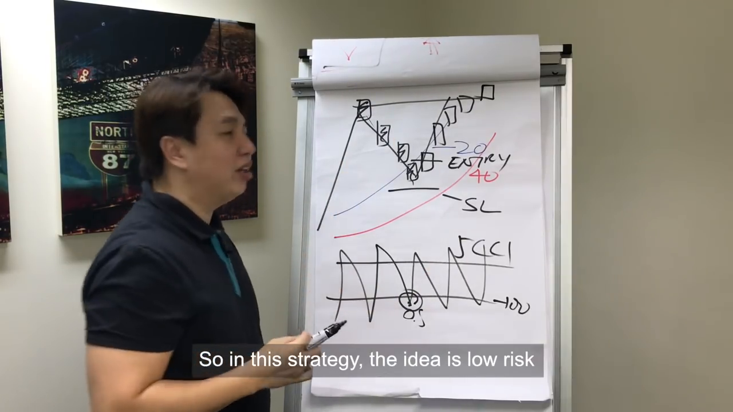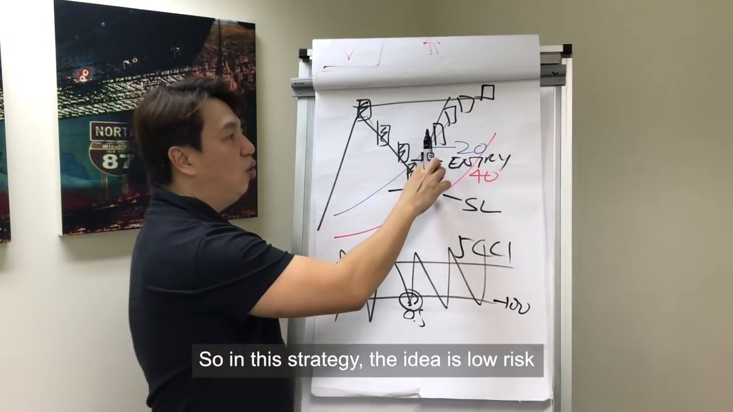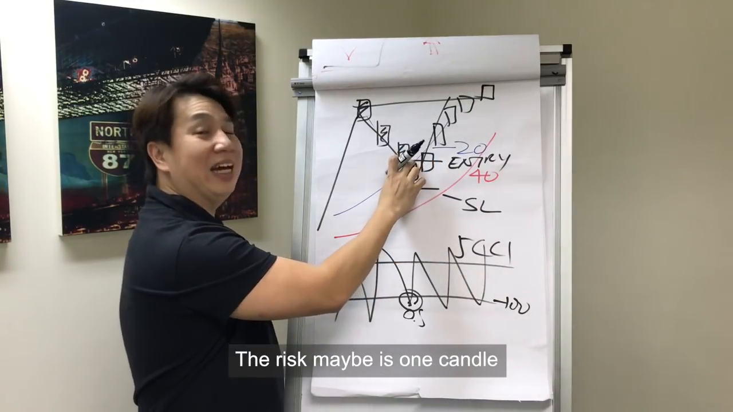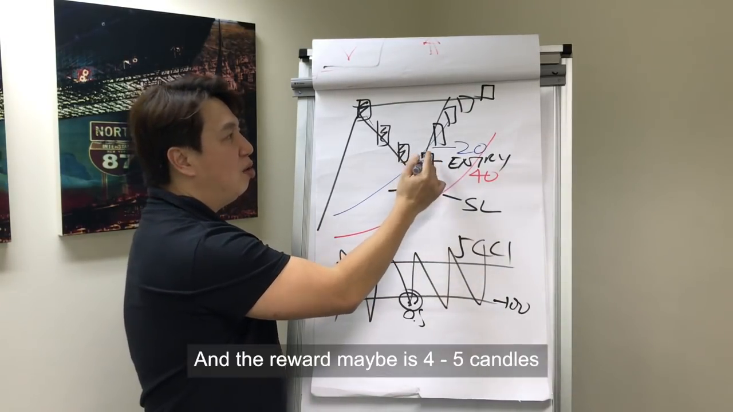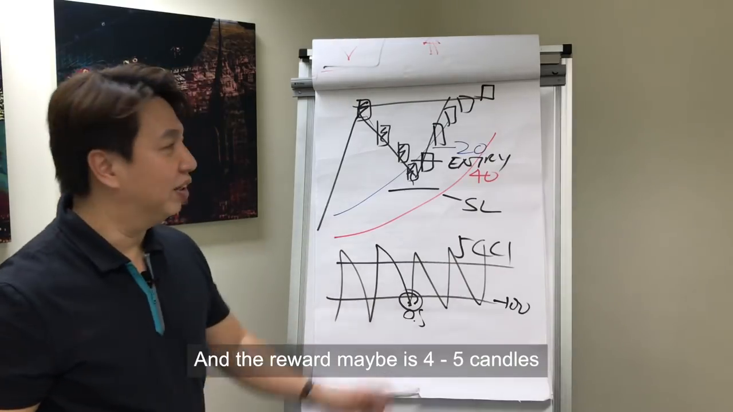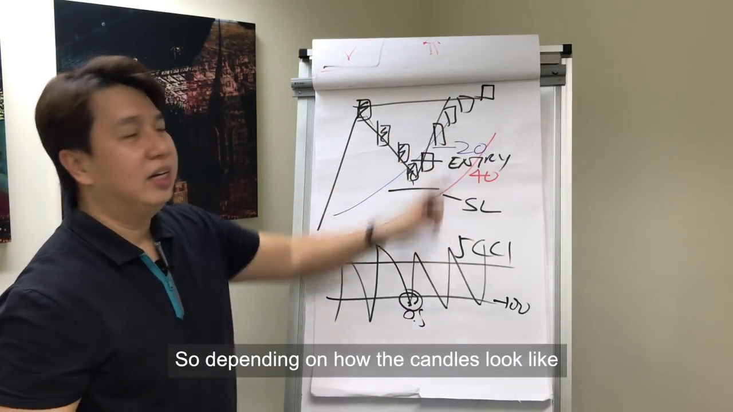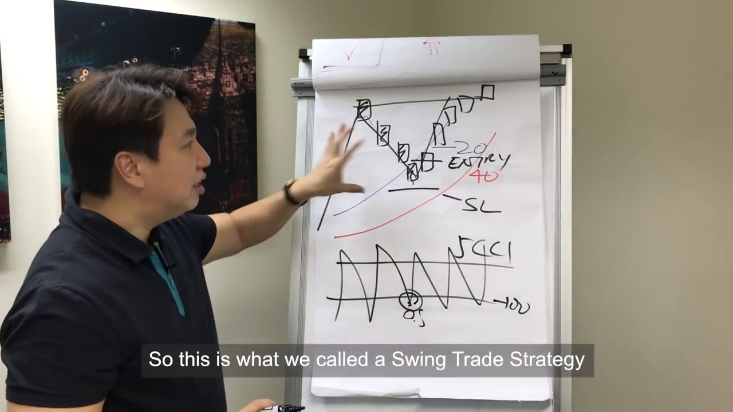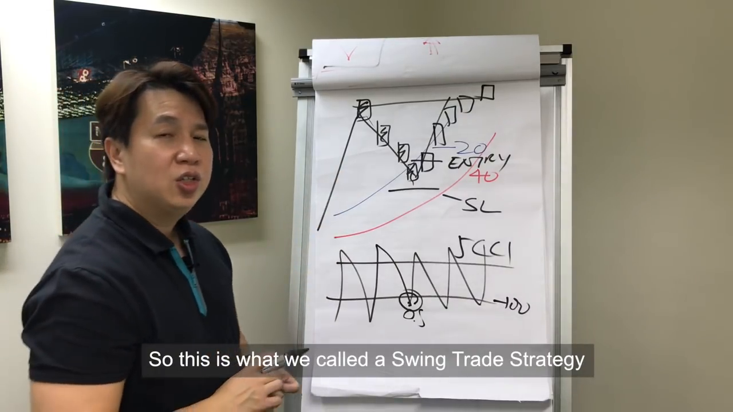So in this strategy, the idea is low risk. Your risk maybe is 1 candle, and the reward maybe is like 4 or 5 candles, depending on how the candle looks. So this is what we call a swing trade strategy.